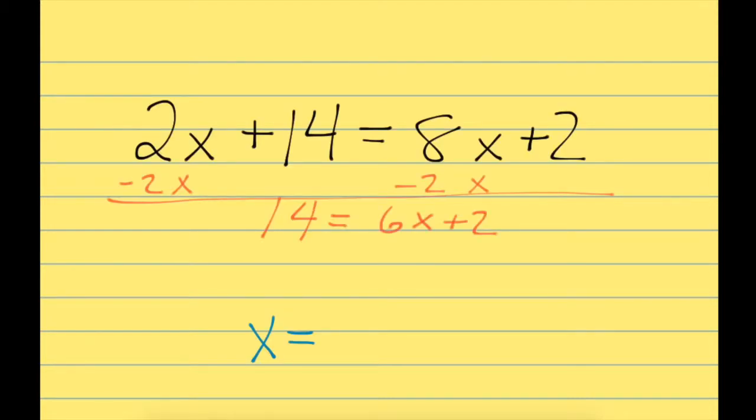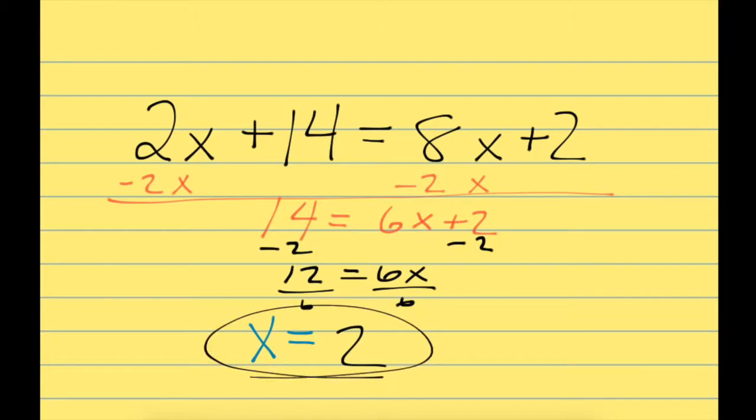Now this looks like something we've done before. I know that I can solve this by subtracting 2 from both sides, which gives me 12 equals 6x, and dividing by 6, which gives me x equals 2. I can check to make sure that that's the right answer by plugging 2 back in for x and making sure that I come up with the same answer on both sides. I get 4 plus 14, or 16 plus 2, both totaling up to 18.